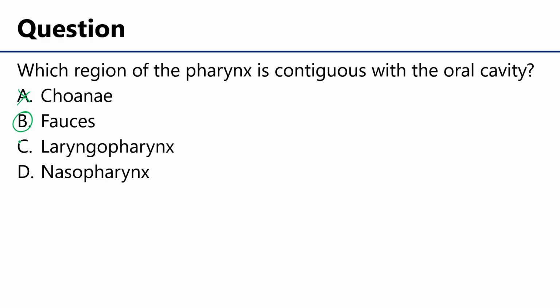Laryngopharynx, nope, that doesn't come into contact with the oral cavity. And nasopharynx, nope, that's wrong too. So the specific subdivision of the pharynx is the oropharynx, but the specific part of the oropharynx that's contiguous with the oral cavity is B, the fauces.